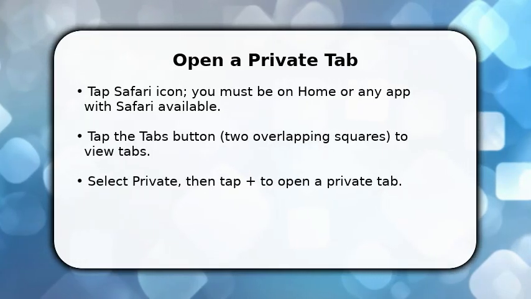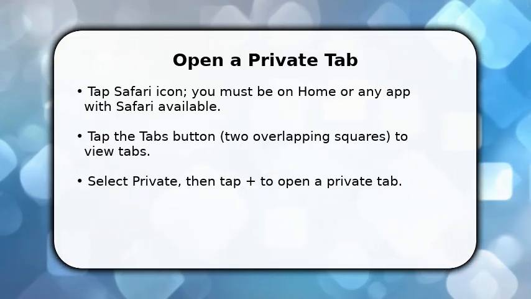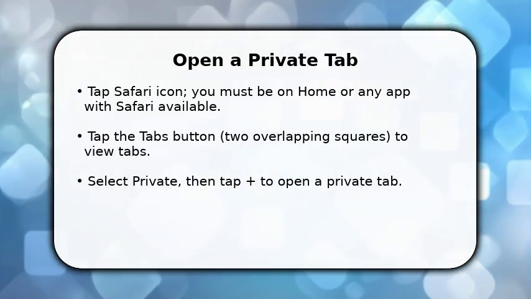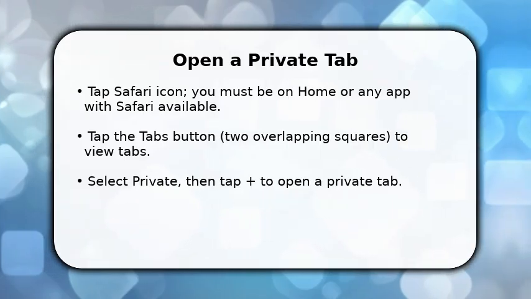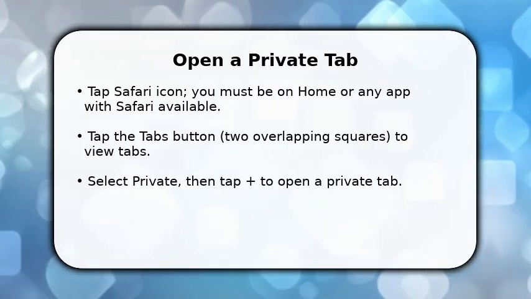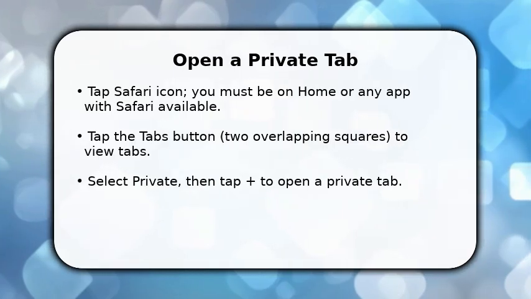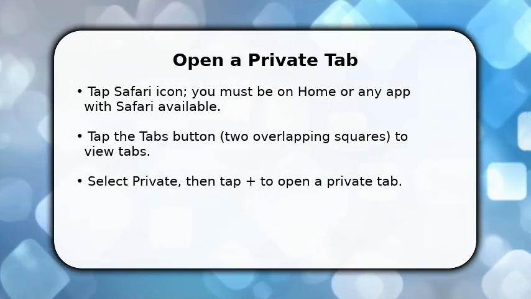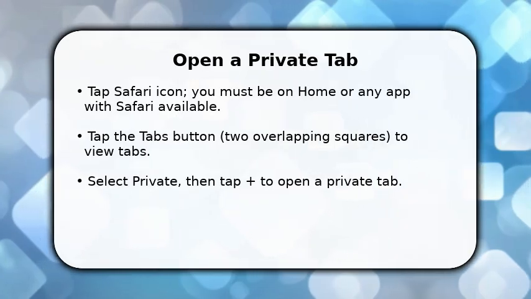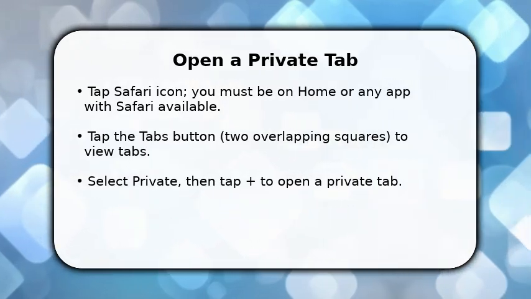Start by launching Safari and going straight to the tab view so you're already in the right place. Once you see the two overlapping squares, tap them. This exposes the private option. Tap Private to switch modes. This isolates cookies and prevents history from saving. Then tap the plus button to open a new private tab and begin browsing.